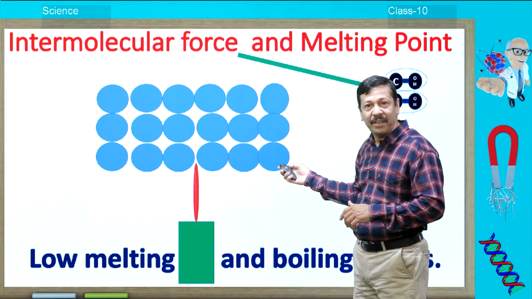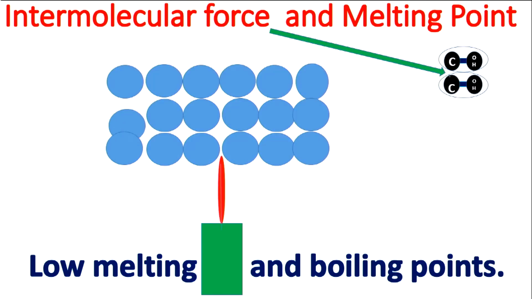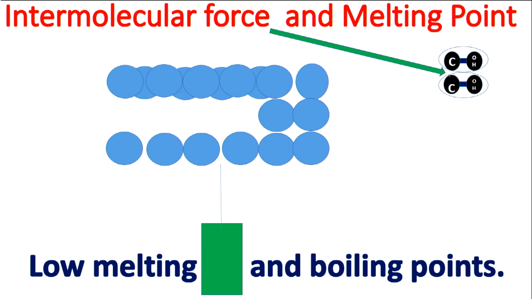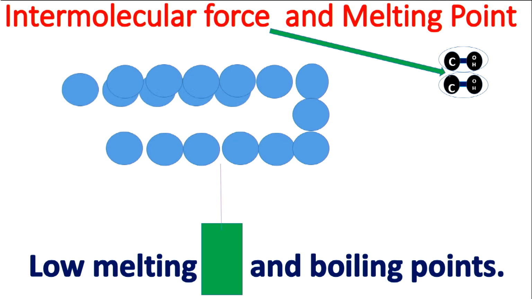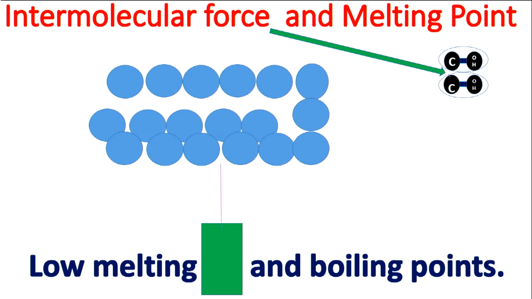Now see, I am heating the molecules. Observe what happens. The intermolecular force of attraction is broken. Now they are set free. This is called melting or fusion. Here, between the carbon compounds, there is an intermolecular force. If it is weak, you can easily separate them.